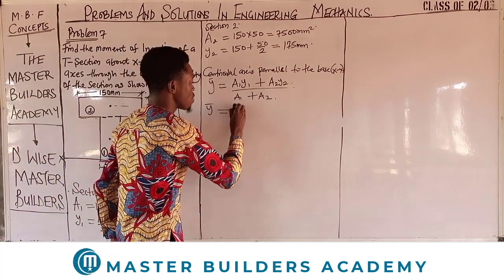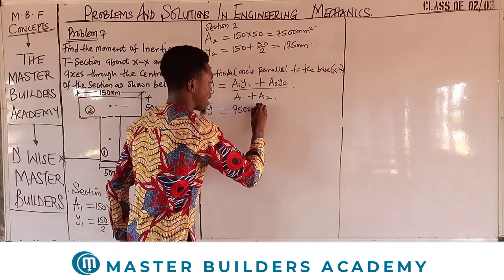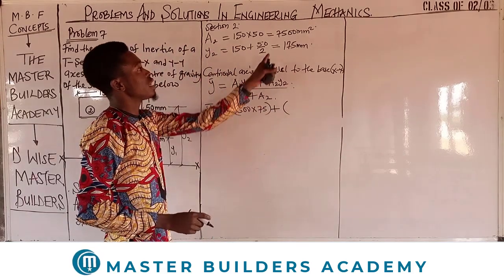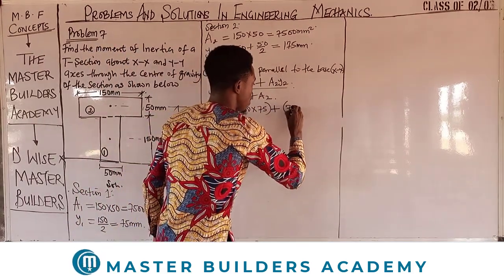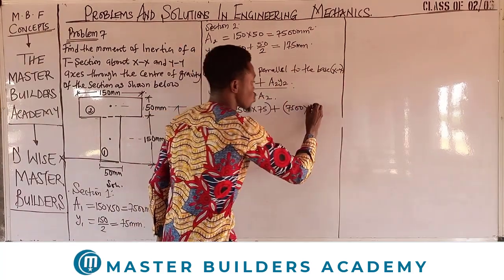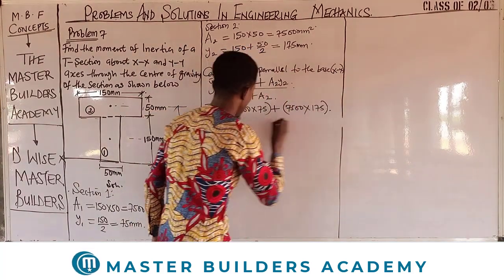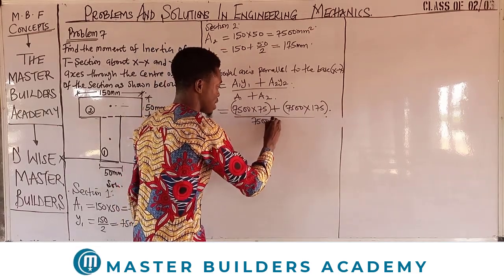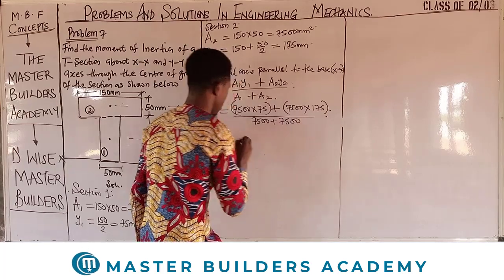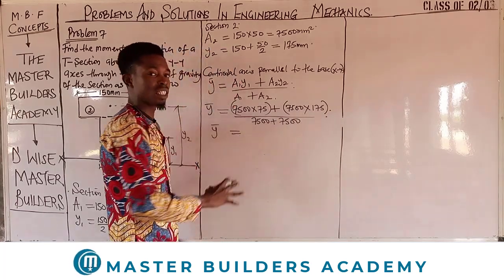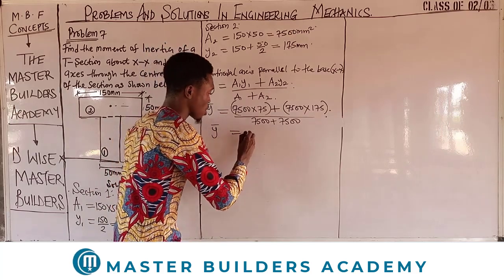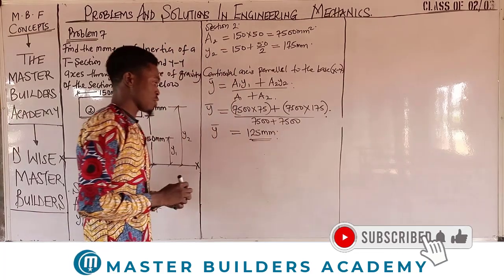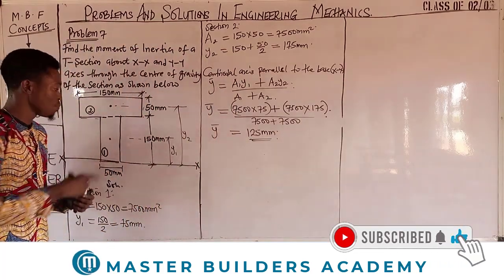Then we have 7,500 multiplied by 75, plus the area 2, which is given again as 7,500 multiplied by the centroid, which is 175, all over the sum of the two areas. Then we have 7,500 plus 7,500. And when we compute this with the help of our calculator, our answer becomes 125 millimeters. We have successfully obtained the center of gravity of this section.